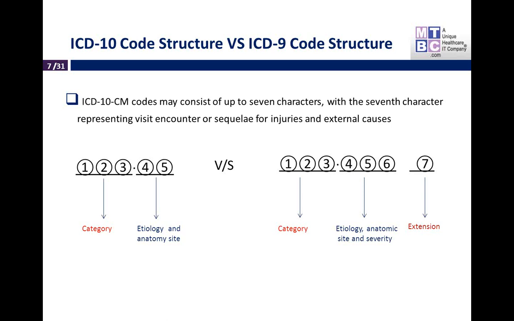To get more into this, characters 1 to 3 will represent the category of disease. Character 4 will be used for the causes and origin of disease. Character 5 will define the body part affected. Character 6 will be for the severity of illness. And the 7th character will hold the place for extension of the code to increase specificity.